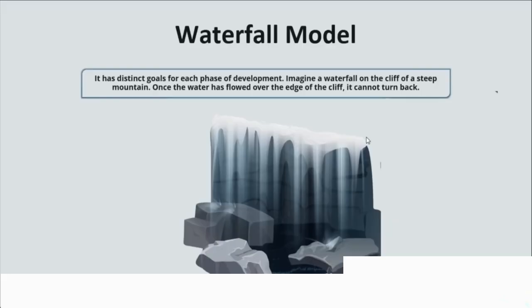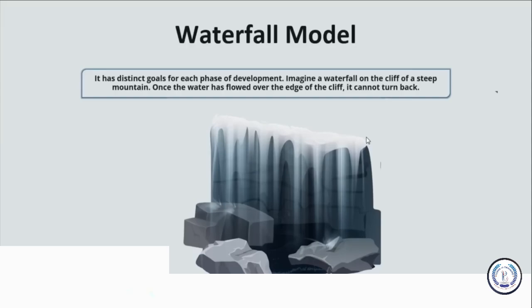So guys, let's start with the waterfall model. Now, before DevOps, organizations were using this particular software development methodology. It was first documented in the year 1970 by Royce and was the first public documented lifecycle model. The waterfall model describes a development method that is linear and sequential. Waterfall development has distinct goals for each phase of development.